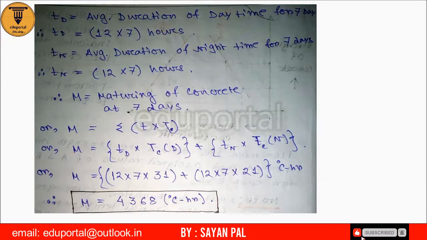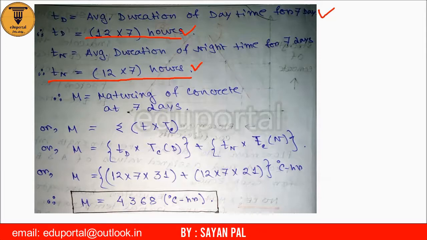Now TD is the average duration of daytime. We assume that daytime is 12 hours and nighttime is 12 hours. So for 7 days, total daytime is 12 into 7 hours. Similarly, for 7 days, total night hours is equal to 12 into 7 hours.